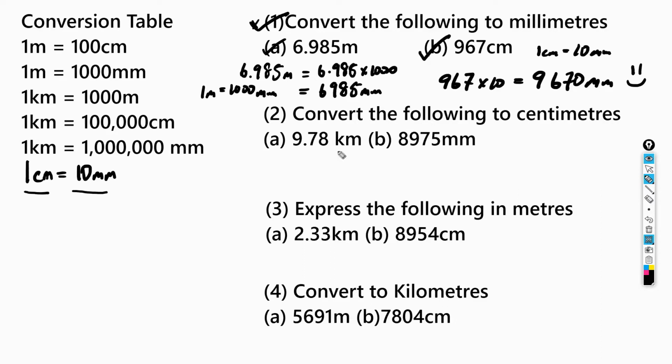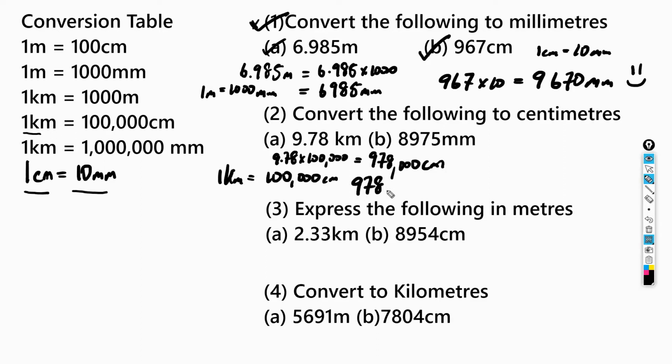So we have 9.78 kilometers. Now, to convert from kilometers to centimeters, we know that 1 kilometer is equal to 100,000 centimeters, right? So the answer for this one would be 9.78 multiplied by 100,000, which would give us 978,000 centimeters. Okay, and that's the answer. The answer is 978,000 centimeters. And we finished with that one. We converted it to centimeters.